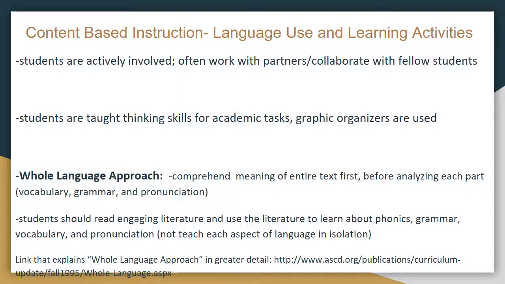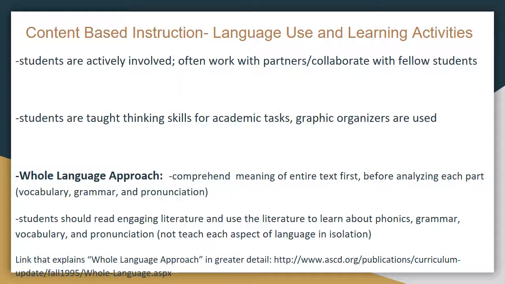So they might analyze the type of vocabulary that's used, or the type of grammar that's used, or the verb tense, or they might even practice with pronunciation, how to pronounce certain words in that text. But first, the most important part, according to whole language, is that students understand or have a general grasp of the text, like the main idea of the text.